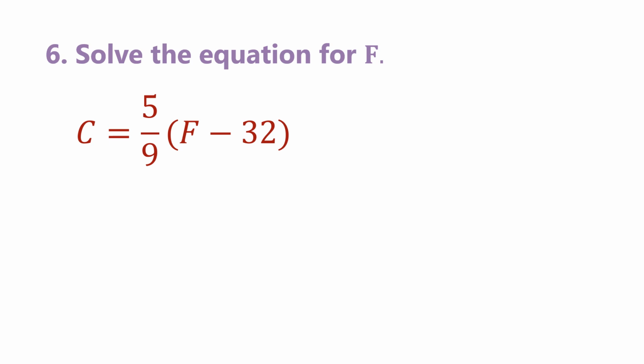All right, slightly more difficult. Solve the equation for F. This is the equation for converting between Celsius and Fahrenheit. So we have C equals 5 over 9 times F minus 32. So F minus 32 is inside the parentheses. Right now we're trying to solve for F. That's what we're going for. We're trying to get F by itself.